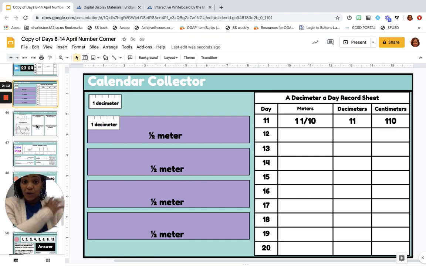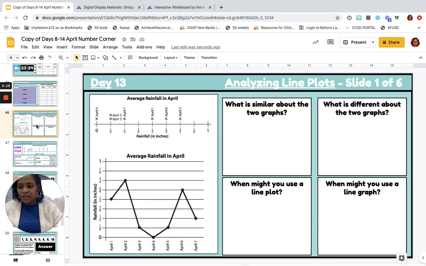What we are going to go over again are line plots. Remember we talked about line plots the other day? So today we're going to look at a different line plot. Last time it was the average length of beetles. Today it's going to be the average rainfall in April. And we have 2 different types of graphs here. Our focus is going to be on the line plot.